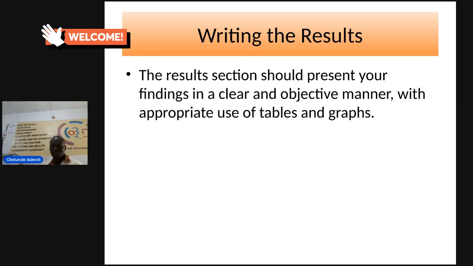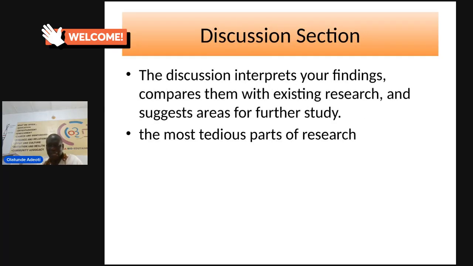Chapter 4 is going to be your results. This result section should present your findings in a very clear and objective manner. So that is when you will go back to your objectives and start analyzing them one after the other, with appropriate use of tables and graphs. This time around, you need to express your interpreted data in the form of charts, in the form of tables, and in the form of text as well.